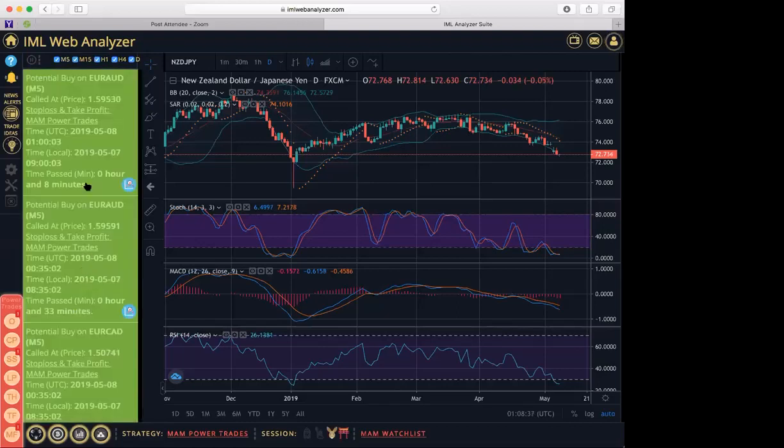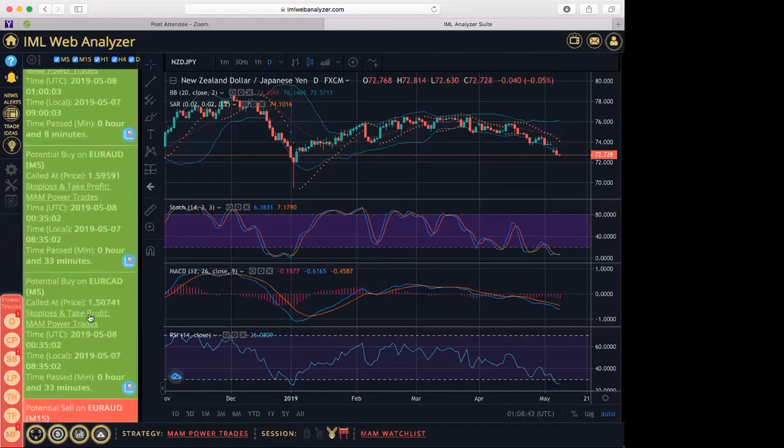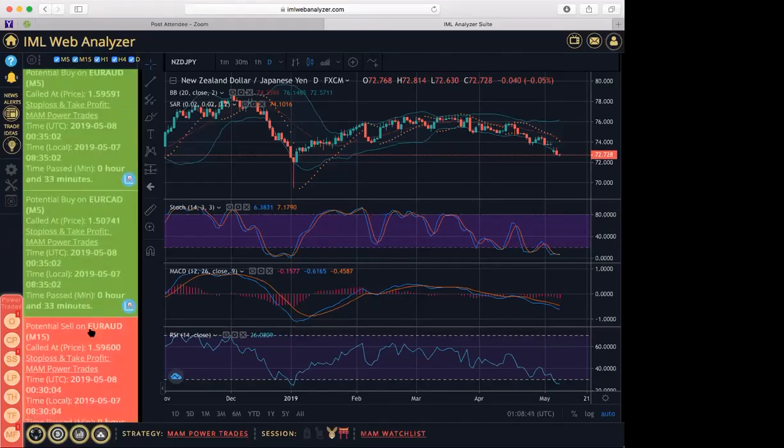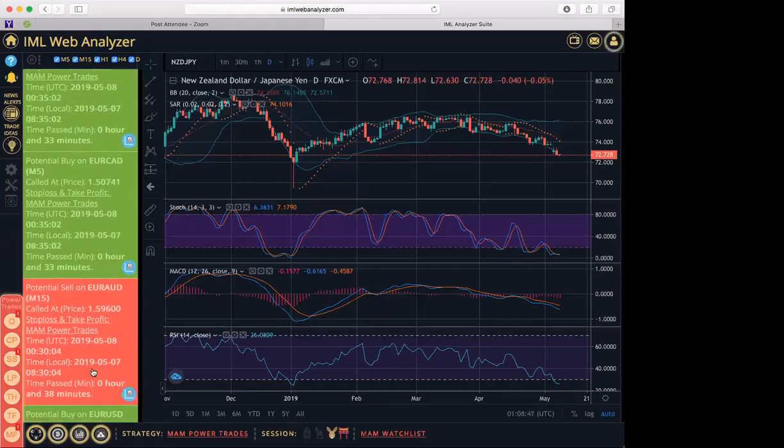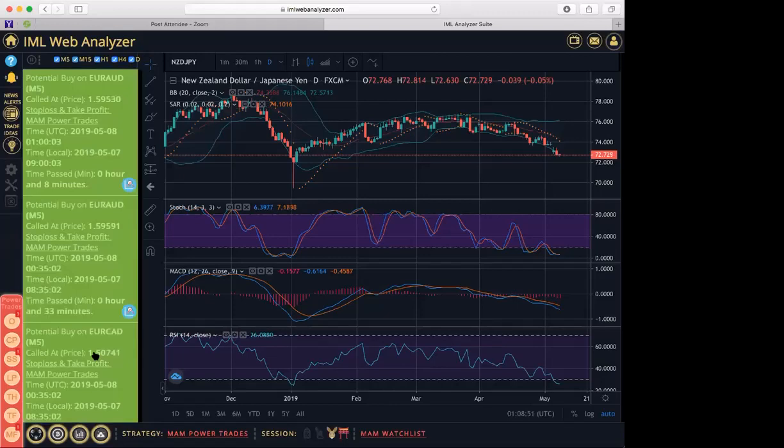These are the calls. You see it's flashing. We just had a call 8 minutes ago. Before that, we had one 33 minutes ago, and then 38 minutes ago. So what you see with these calls from the time past is that they are consistently coming out. These calls come out throughout the day based on the movement in the market.